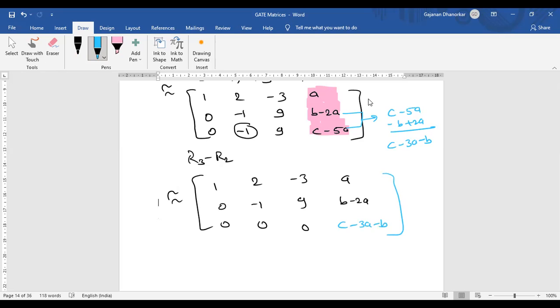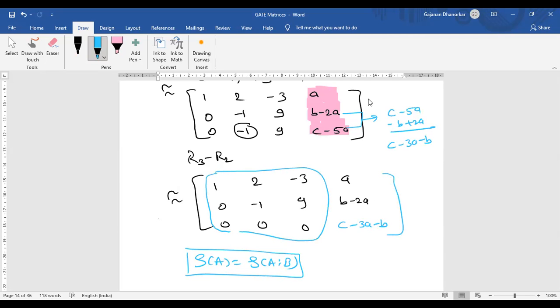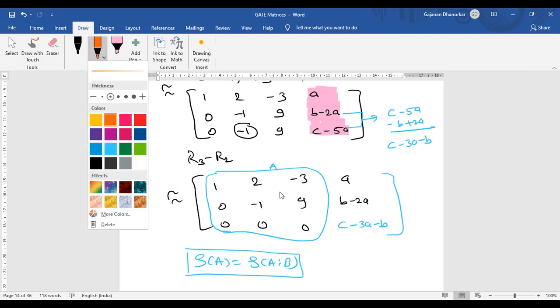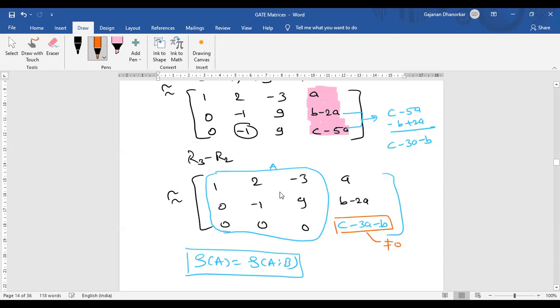Yes, we need consistency. What is the condition for consistency? The rank of matrix A is equal to the rank of the augmented matrix. If it is less than or equal to N, then you will get a unique solution or infinite solutions. This is my total A and this is my B. Now, to make the ranks the same, suppose this is not equal to 0, then what will happen? What will be the rank of this matrix AB? It will be 3. So I have to make this equal to 0. If I take C minus 3A minus B equal to 0, then we will get this and then it becomes consistent.